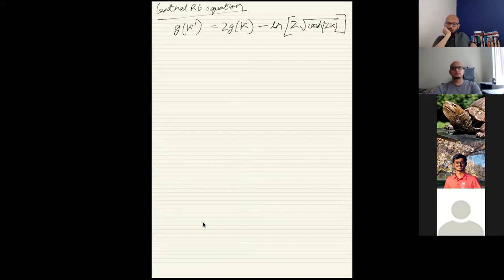Why is this one called the central RG equation? Does anyone already see why this equation is so powerful? Why is this called the central equation? What does this allow us to do?